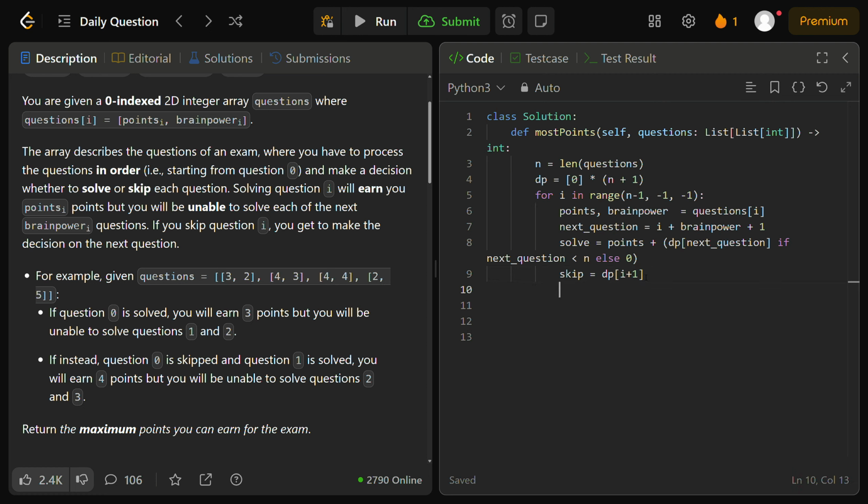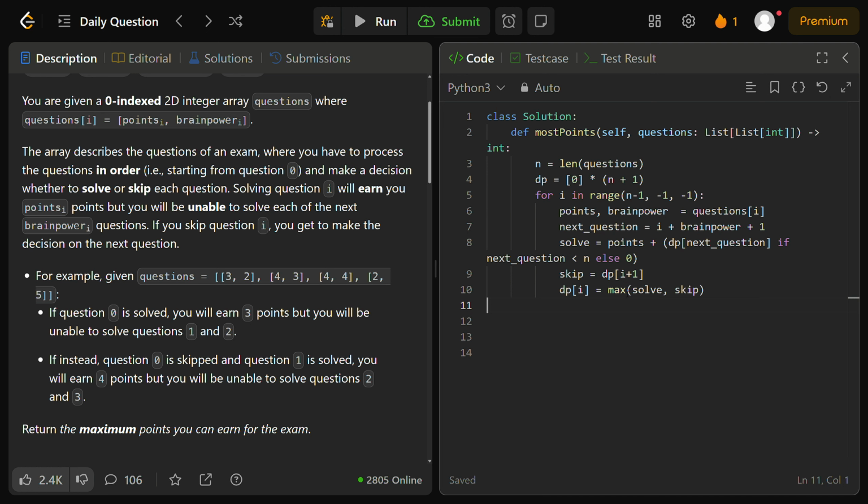And now, whichever value is better, solving it or skipping it, we have to update it for this index and store it as the best choice in our dp array for this index I. So we'll get dp at I, and it's going to be the maximum of these two choices. It's going to be the maximum of either solving this question or skipping this question, whichever one is the better choice or the more optimal number of points for this question I, right?